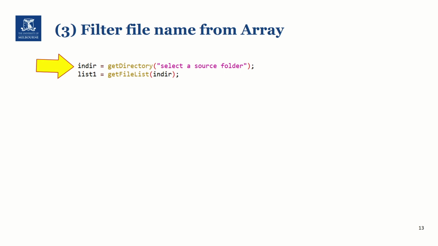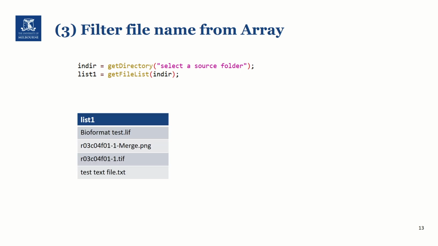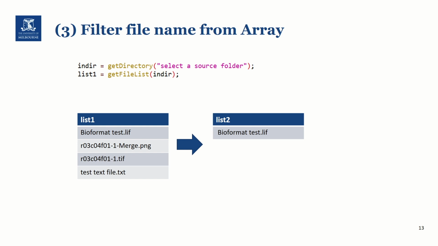So first, we can grab the entire file list in our source folder using the getFileList function as shown in the day 2 example. And we will assign the list of files into a variable named list1. So you can think that each file name is now stored as elements in an array named list1. Then this is what we are trying to do: get another list that is filtered, showing only the .lif files.